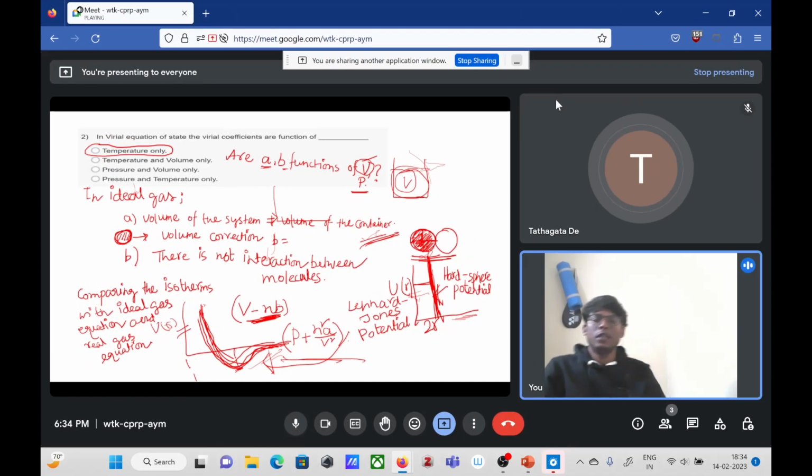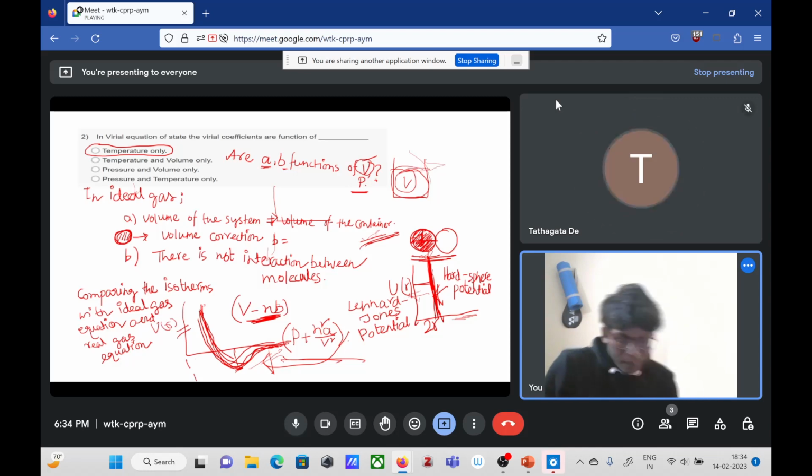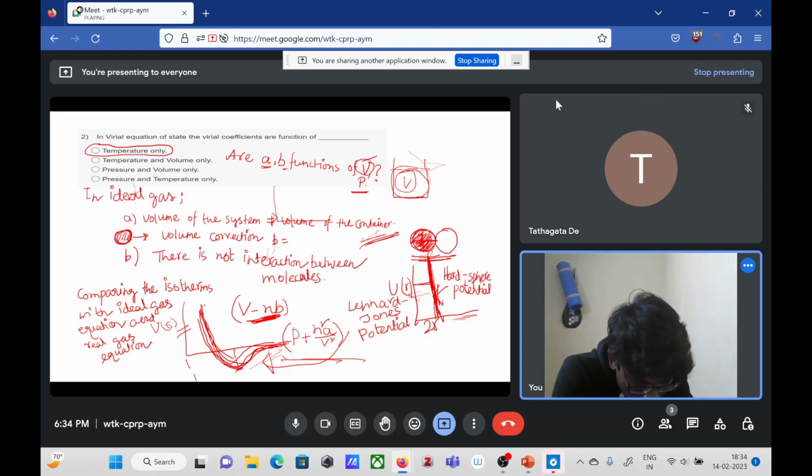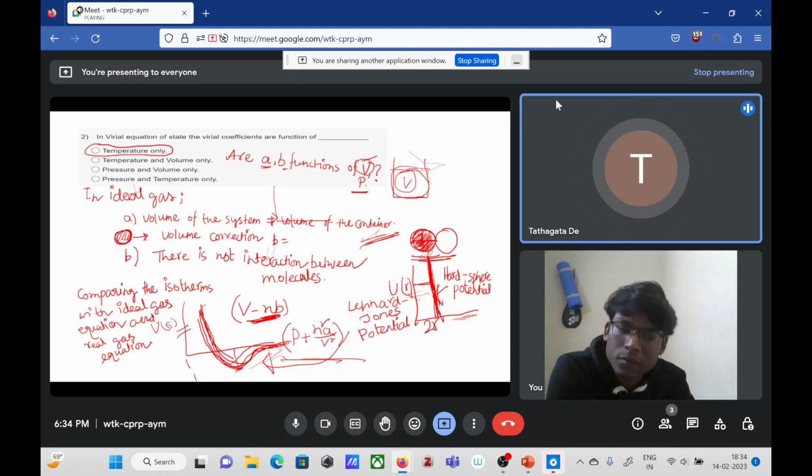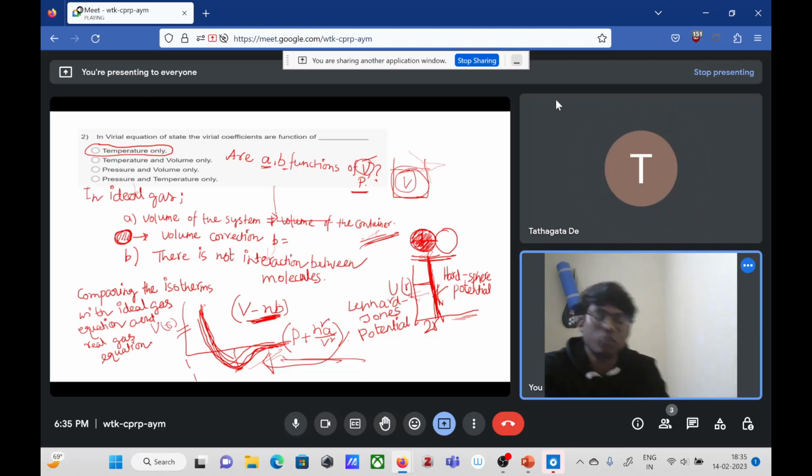So let's give one or two minutes to understand that. Can we say that the Lennard-Jones potential is an extension of the hard sphere potential, where the repulsive part is similar to the hard sphere potential, and we have added the long range attractive part as well? Yes, true.